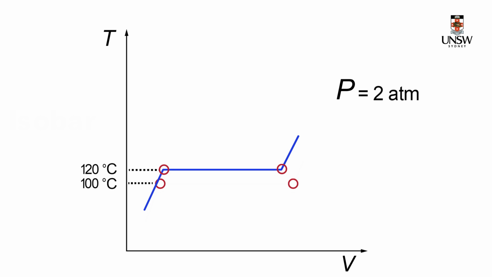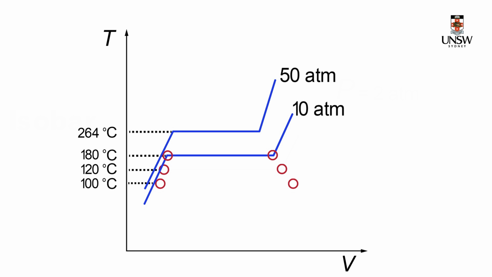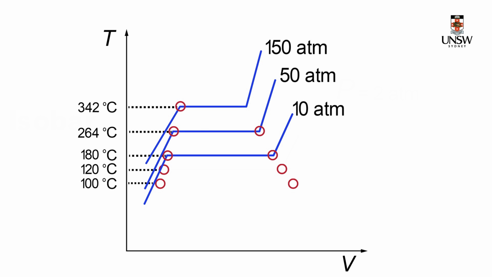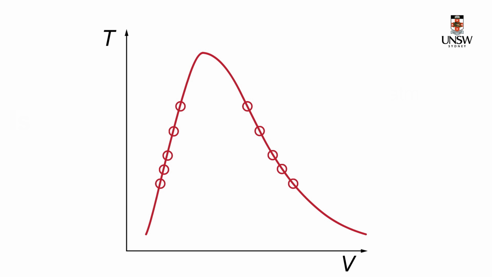In the same manner, a number of isobaric lines could be produced, all identifying different saturated temperatures on the y-axis and saturated volumes on the x-axis. So here we've got an example at 10 atmospheres, 50 atmospheres, and 150 atmospheres. If we join all the saturated liquid and vapor points together, we end up with a skewed bell curve on that TV diagram. This is what is called the phase diagram at the end.